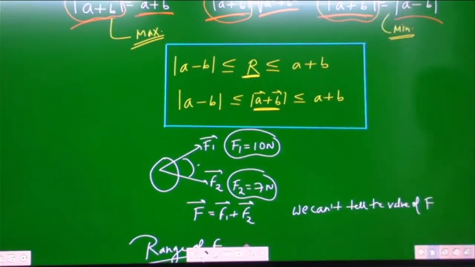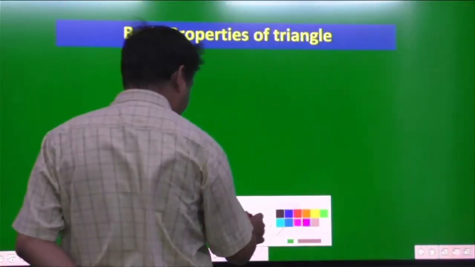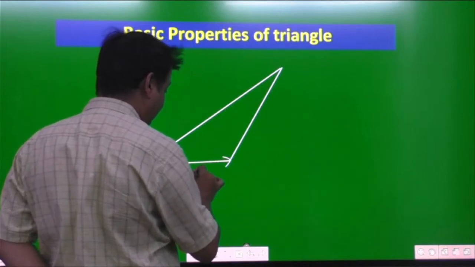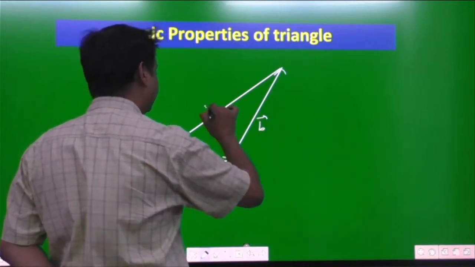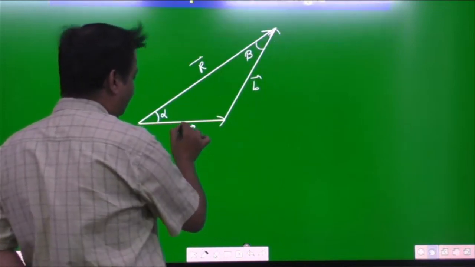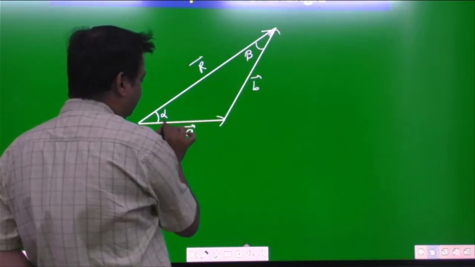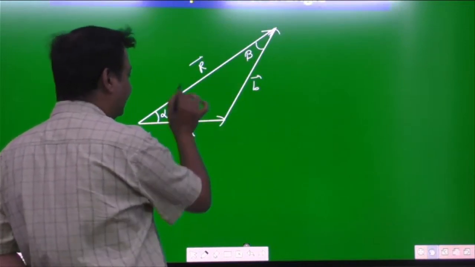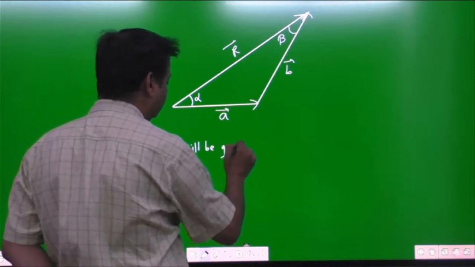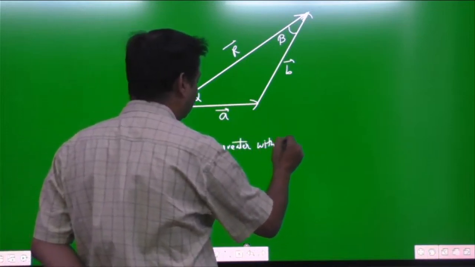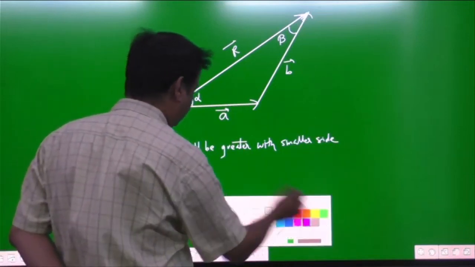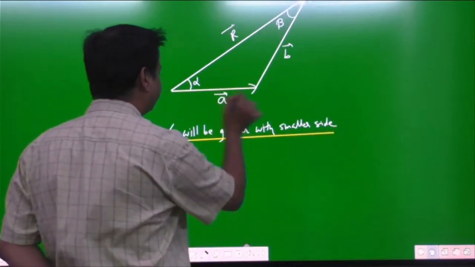Okay, now let's see ahead. One of the basic properties of a triangle, which you must have studied in lower classes, will be quite helpful in solving vector problems, especially MCQs. Suppose this is A and this is B and this is R, and say this angle is alpha and this angle is beta. Out of these, which angle will be greater? The angle will be greater with the smaller side. Remember, this is the first property which we will use in vector problems. Okay, so what will be this side?